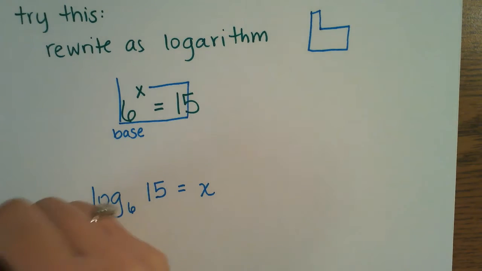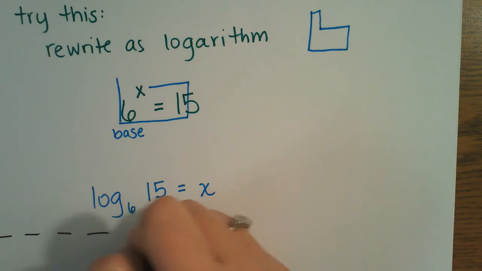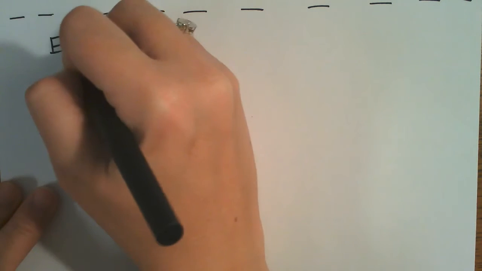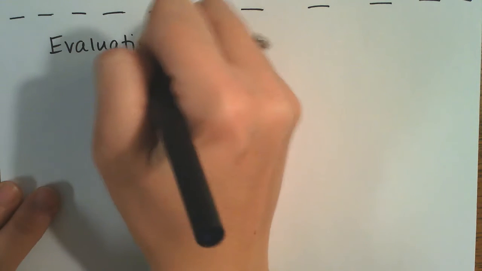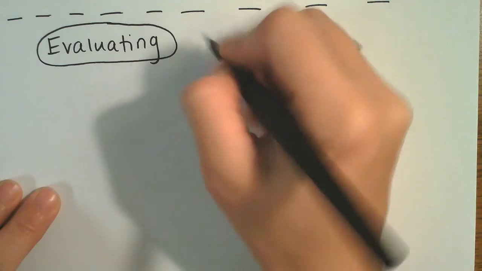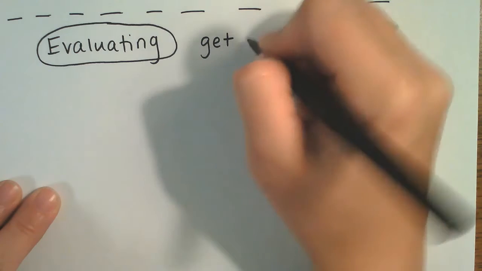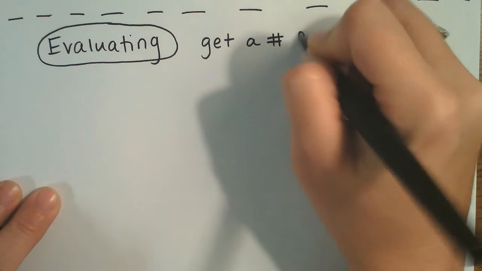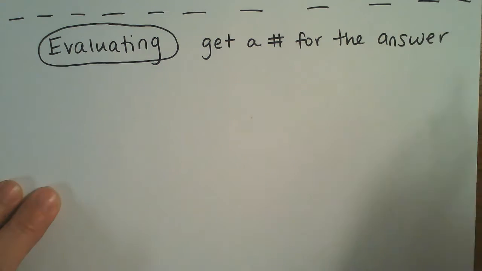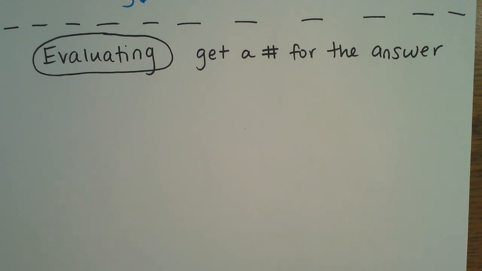All right, so we're going to keep going. And I'm going to talk to you about evaluating. Evaluating means to get a number for the answer. So we're going to evaluate logarithms using a calculator or the Desmos.com calculator.